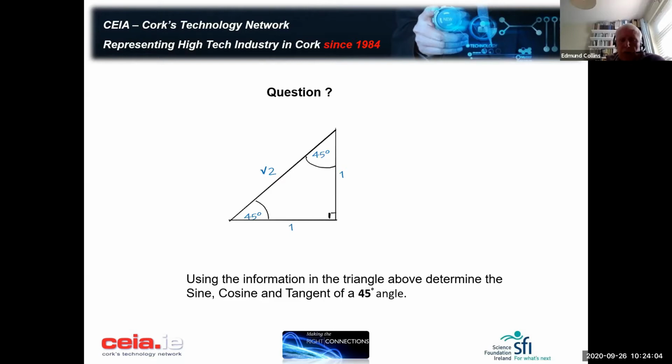So using all that information that we've given you there, can you determine the sine, cosine, and tangent of a 45-degree angle in surd form? I'll just give you a minute to work on that little problem. Straightforward enough, really. So remember, think of SOHCAHTOA as you're doing this problem. SOH: sine, opposite over hypotenuse; CAH: cosine, adjacent over hypotenuse; and TOA: tan, opposite over adjacent.